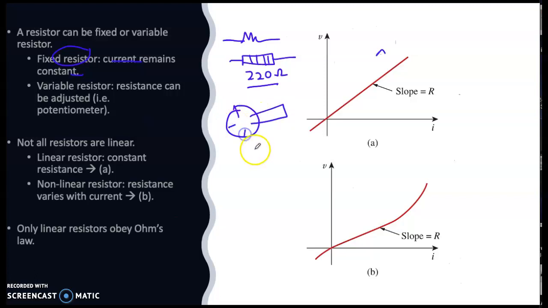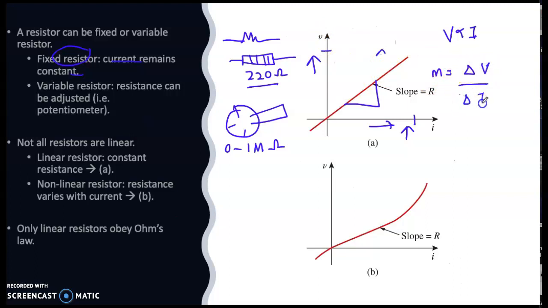There is a 3-pin component here where you can adjust the resistor between 0 and 1 megaohm. Okay, so just now we said that V is proportional to I, right? So it is a line graph. When you increase your voltage, your current will also increase. So the slope of this graph, how do you find the slope? It is delta V divided by delta I. So what is V over I? It is actually your R, your slope here.